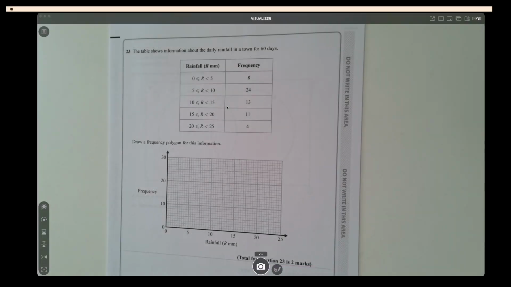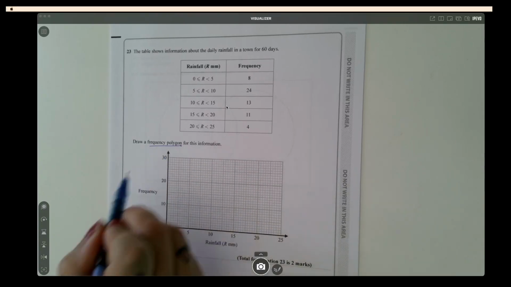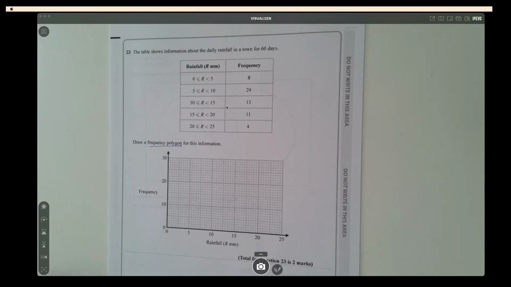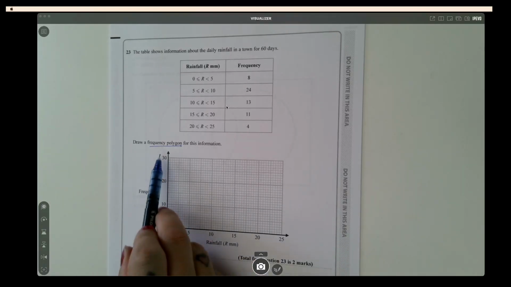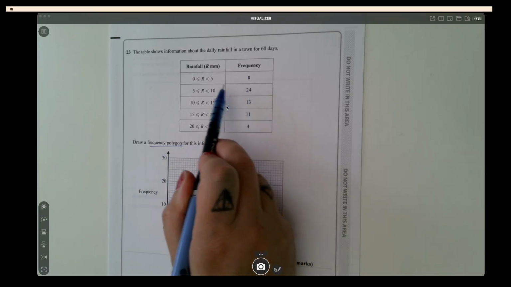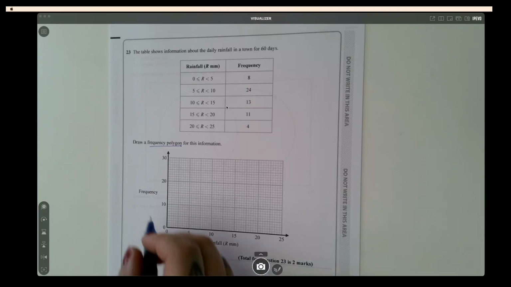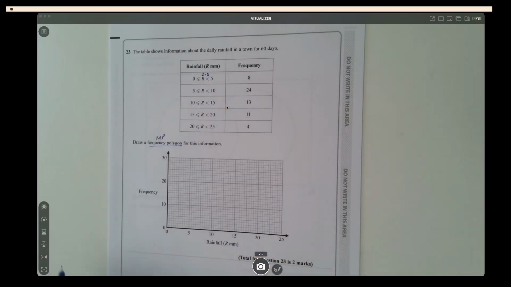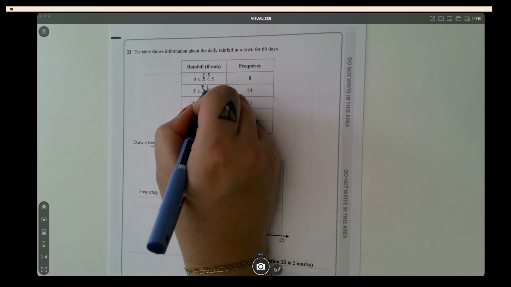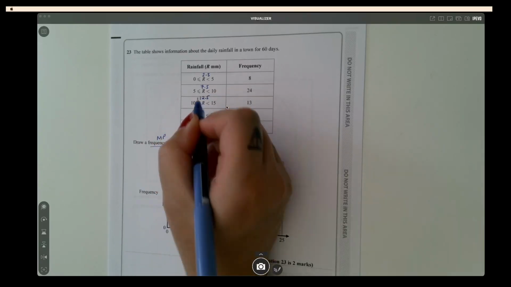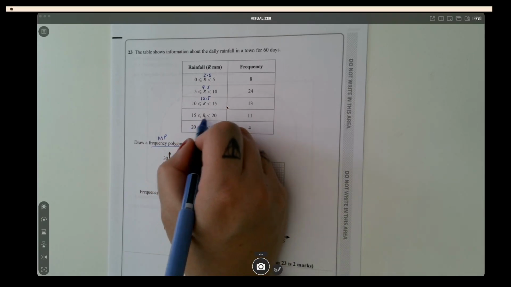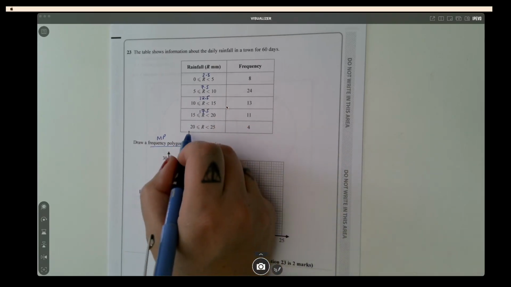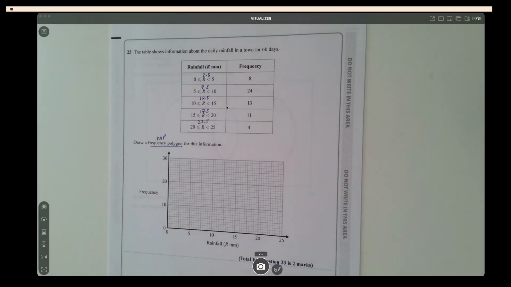Question 23. The table shows information about the daily rainfall in a town for 60 days. Draw a frequency polygon for this information. For a frequency polygon, we have the frequency up here on the vertical axis, but we need to figure out which part of these ranges we plot. We plot at the midpoint. So between 0 and 5, the midpoint is 2.5, 5 and 10, 7.5, 10 and 15, 12.5, 15 and 20, 17.5, 20 and 25, 22.5. So we need to make sure we're using the midpoints.